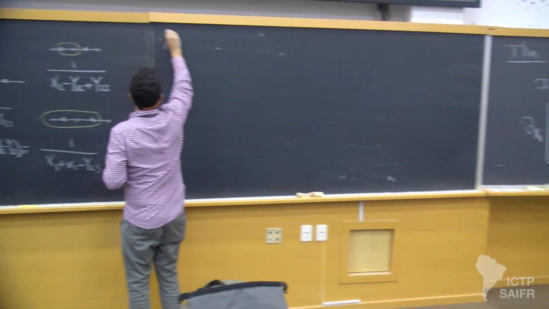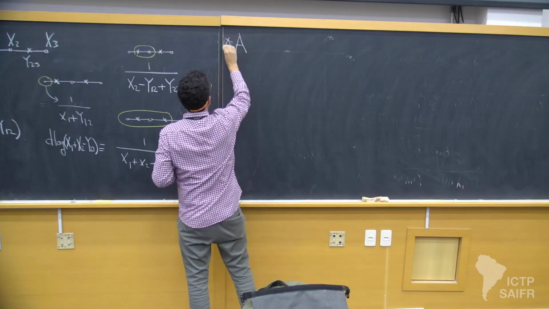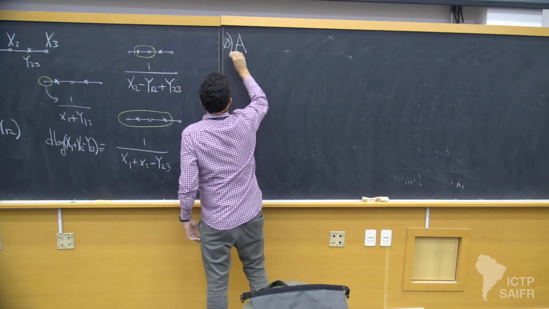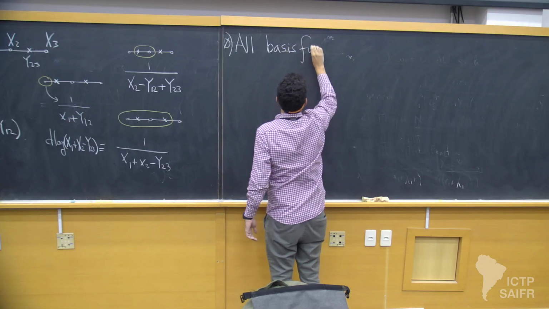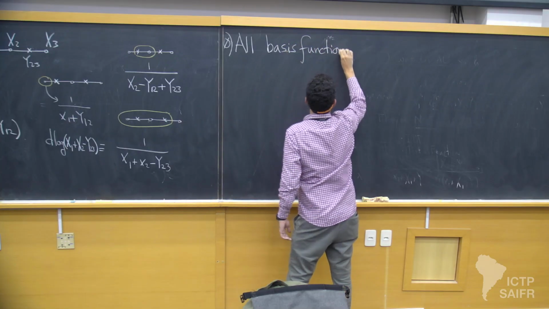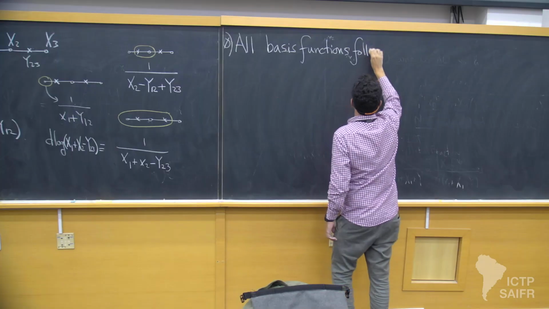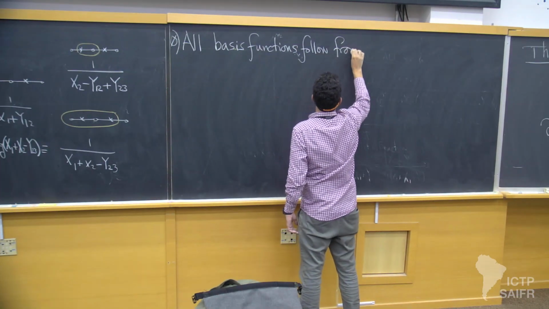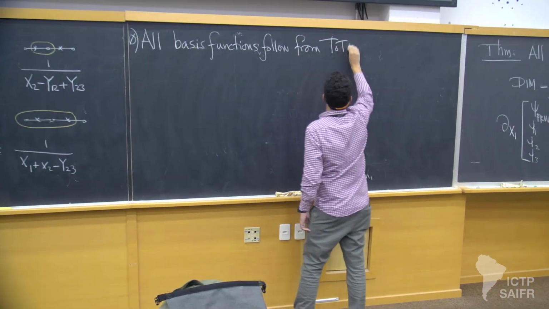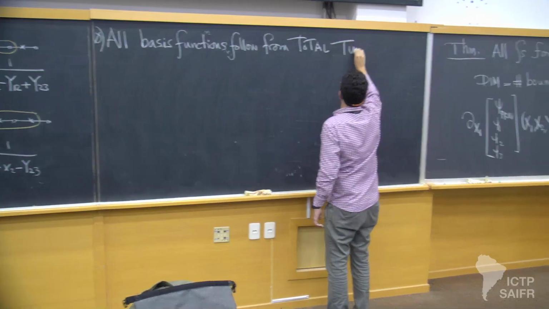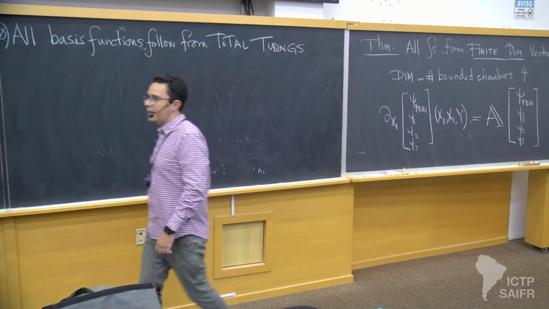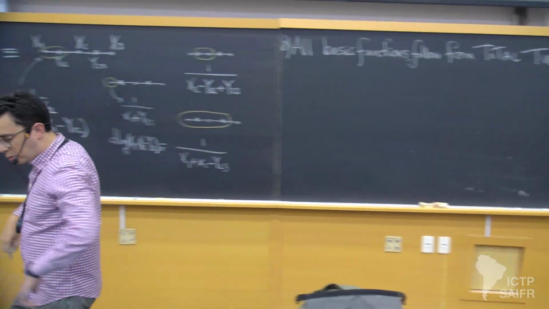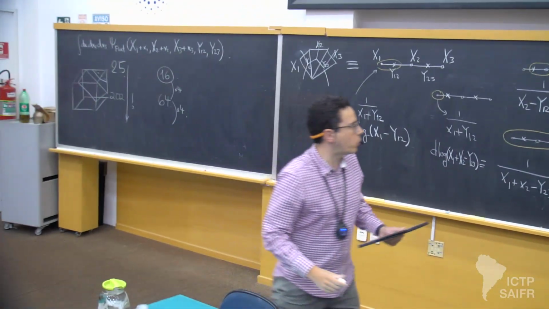So the zeroth law of kinematic flow: all basis functions follow from total tubings. The rule of the game is I tube the kinematic space, and I don't want the tubes to overlap. So let's see how that works.